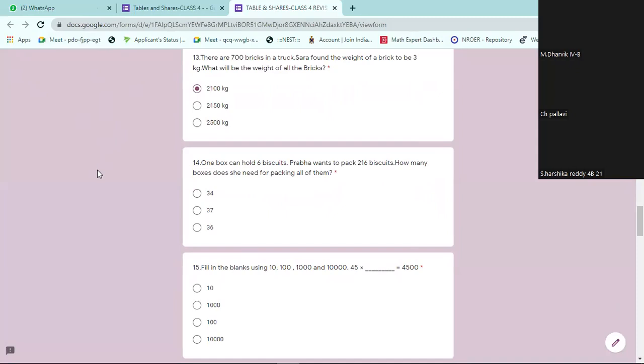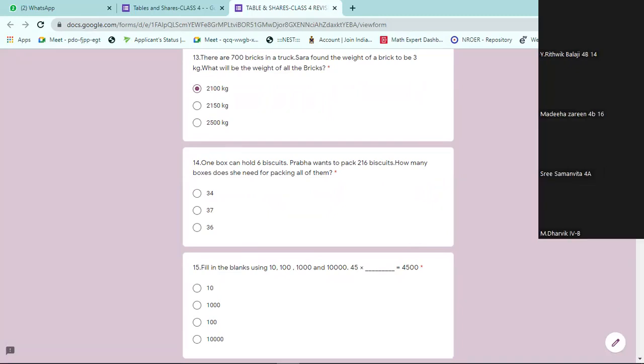So read the question carefully and think what to be done. Multiplication is to be done or a division is to be done. That decision you have to take by reading the question carefully. And stop shouting in my class. If you know the answer, give it in the chat box and wait till I give the answer.